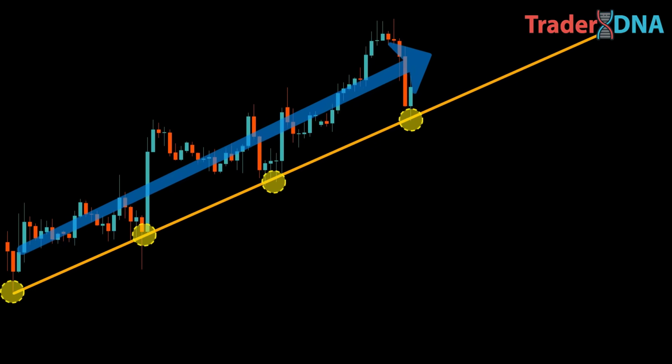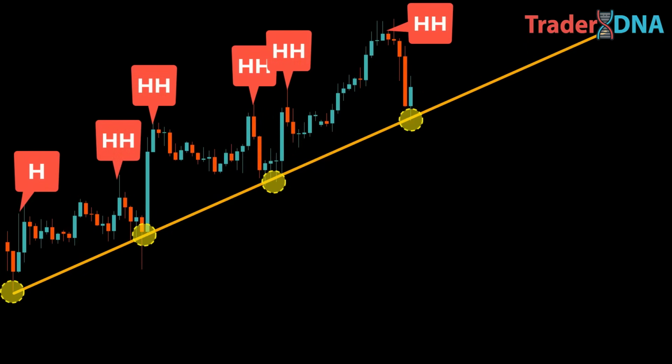Take a look at this chart. Right here, we can clearly see that the price is moving in an uptrend. So the first thing we do is draw a trend line along the rising price action to mark the structure of this bullish trend. Now, as the trend continues, we notice that price has been consistently making higher highs, which is exactly what we expect in a strong bullish move.